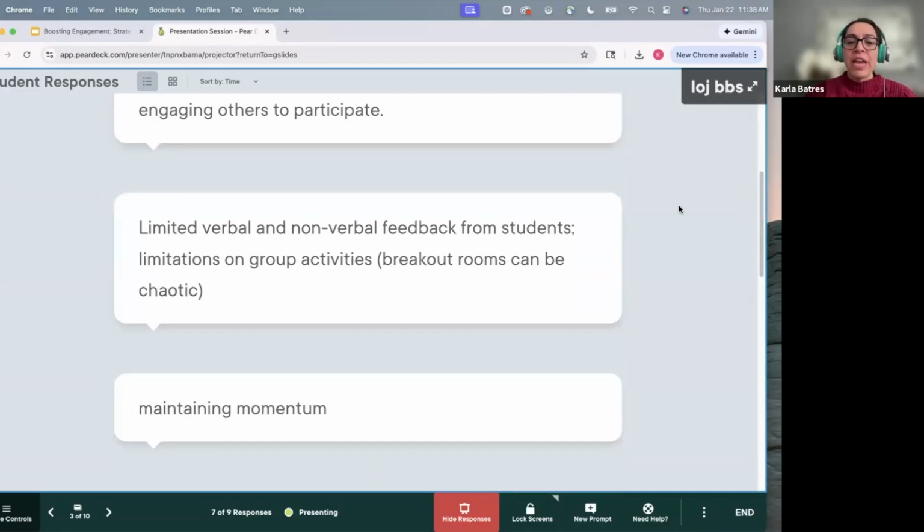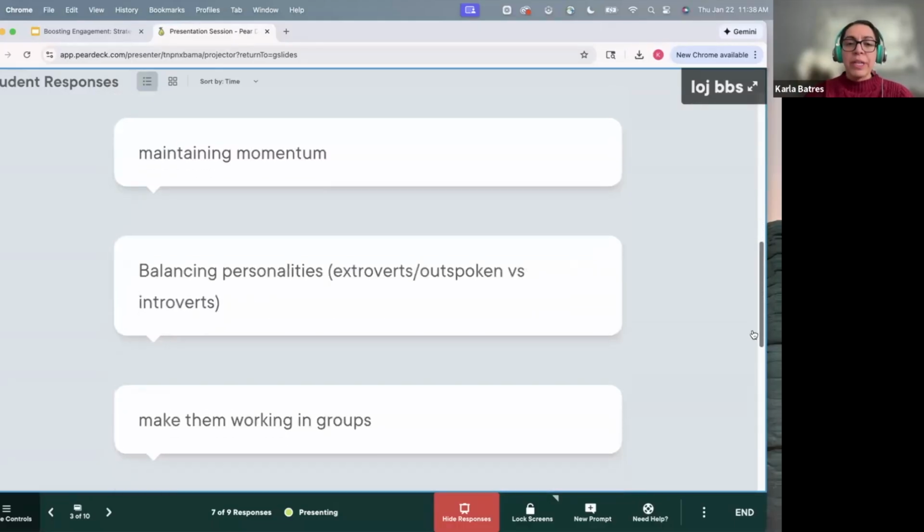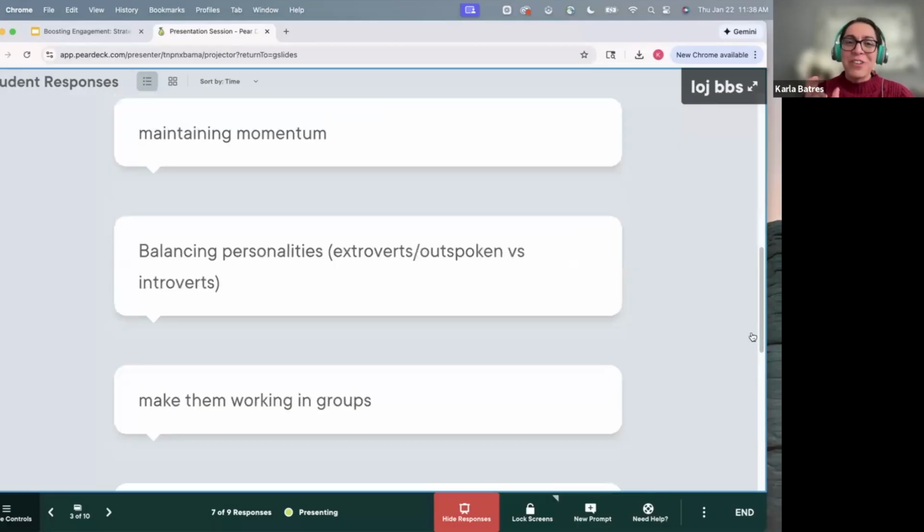Yes, limited verbal and non-verbal feedback, right? Especially if they have cameras off, you can't see their faces, and breakout rooms can absolutely be chaotic. And so there does need to be a little bit of structure there, right? Momentum, that is a great one. Absolutely. Especially again, if you can't get that feedback, right?